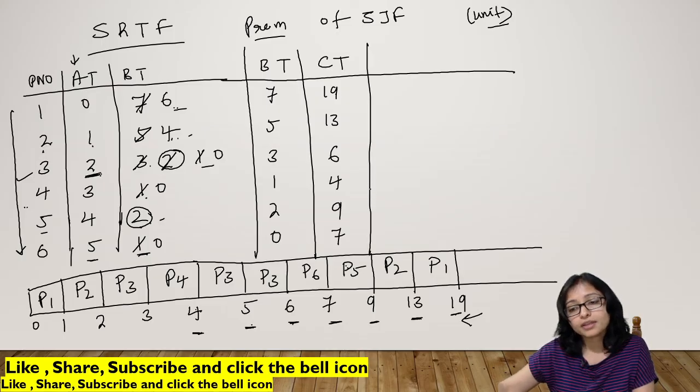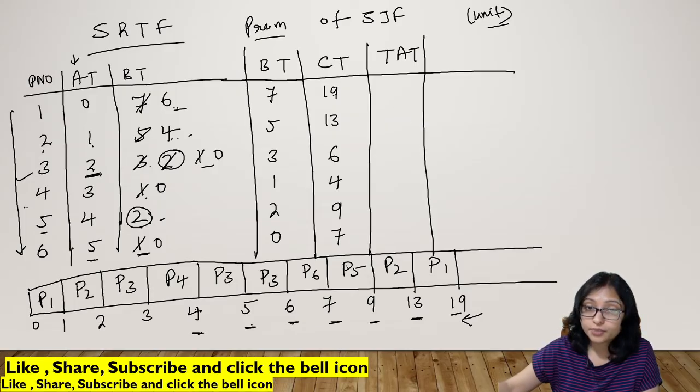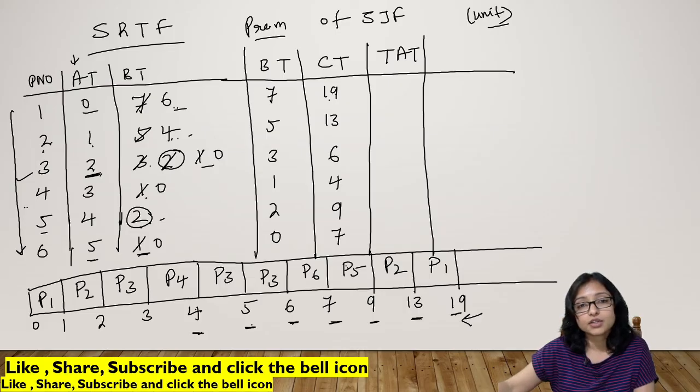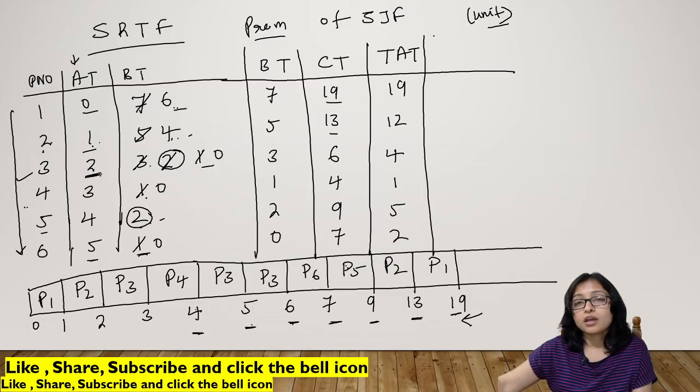Now what will be the turnaround time? Turnaround time will be my completion time minus arrival time. 19 minus 0 is 19. 13 minus 1 is 12. In the same way you have to do the rest, that will be 4, 1, 5 and 2. That is our turnaround time.